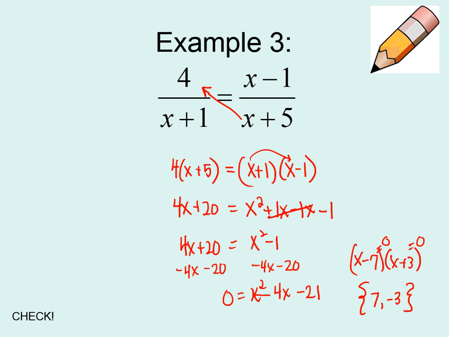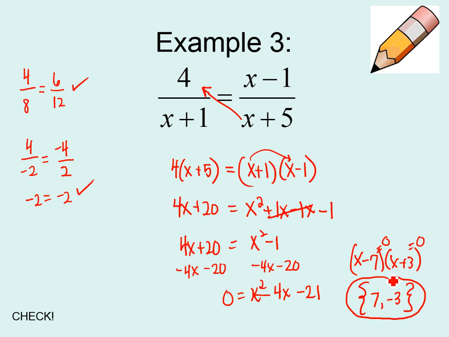And then we would check both. So 4 over 8, is that equal to 6 over 12? 4 over 8 would be 1/2, 6 over 12 would be 1/2, that checks. Then if I do negative 3, 4 over negative 2 is the same as negative 4 over 2. That would be negative 2, that would be negative 2, that checks. So both of these answers would work.